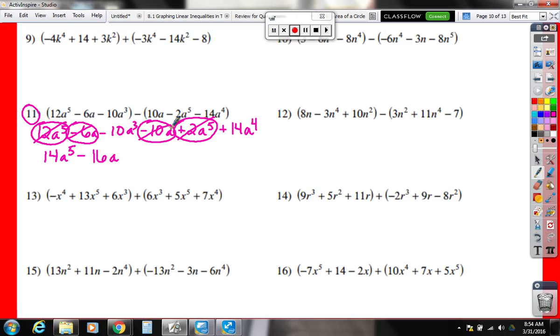Okay, what do I do next, Will? Good. Minus 10a to the 3rd, and then we just have plus 14a to the 4th left over. Karsten, put this in standard form for us. 14a to the 4th. And negative 10a to the 3rd. And negative 16a. Good, you guys are champions with these negative signs. You're doing really well with this today.